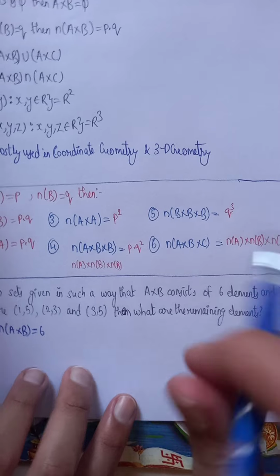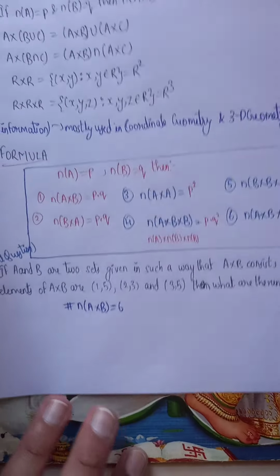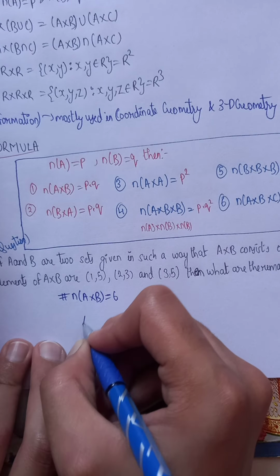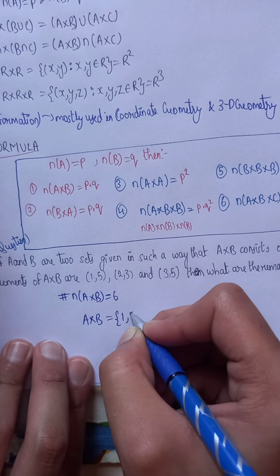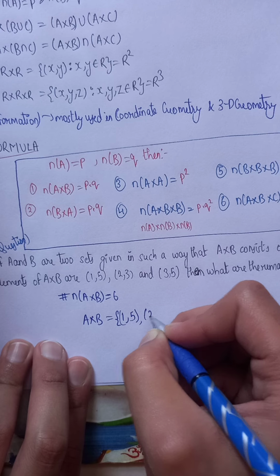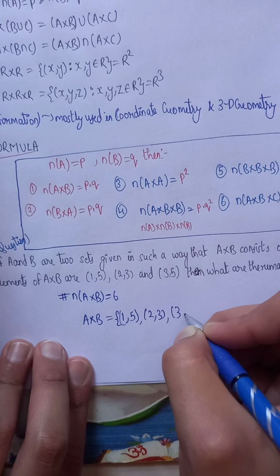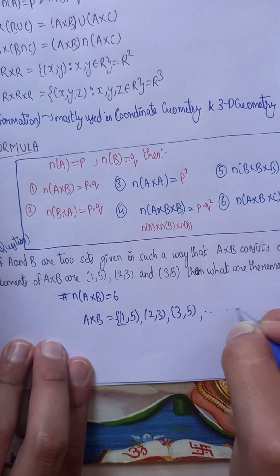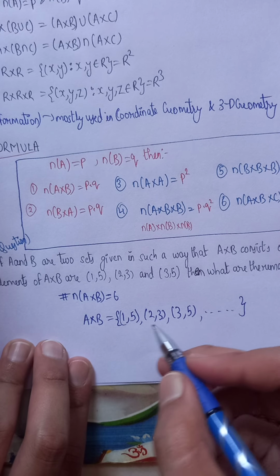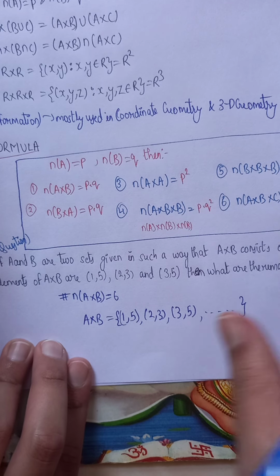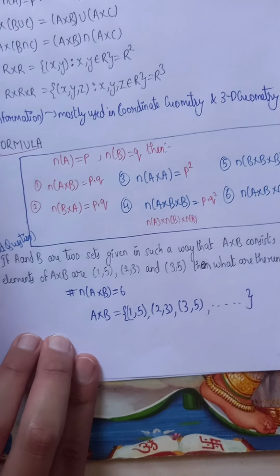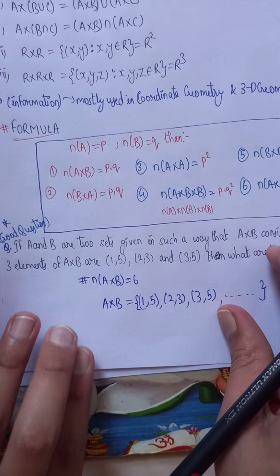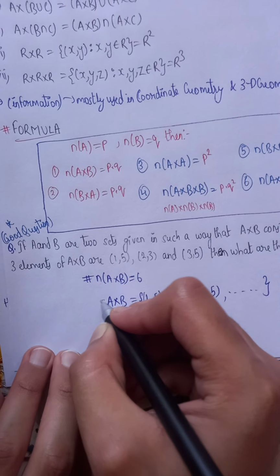According to the question, what did he give? He gave us that A cross B contains 1 comma 5, 2 comma 3, 3 comma 5 and so on. So these are the first 3 elements which you know out of the 6 elements. So this is the question. You may think, how may we find it?